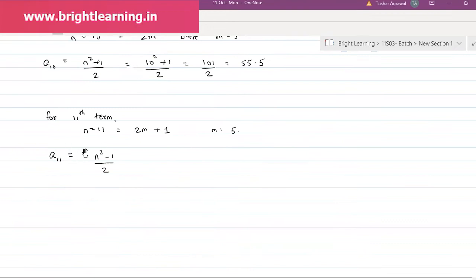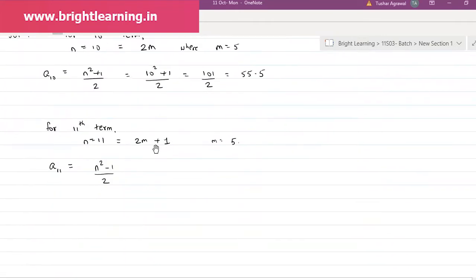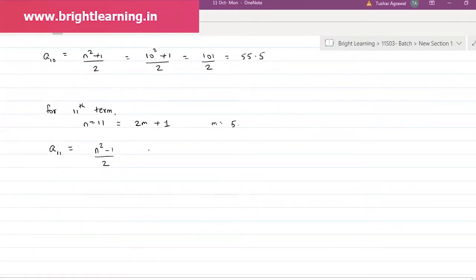So here I was telling that for the 11th term, the formula we will be using is the above one, n square minus 1 upon 2. So that will be equal to 11 square minus 1 upon 2. 121 minus 1 is 120, and 120 upon 2 is 60. Is the explanation clear? Yes, sir.